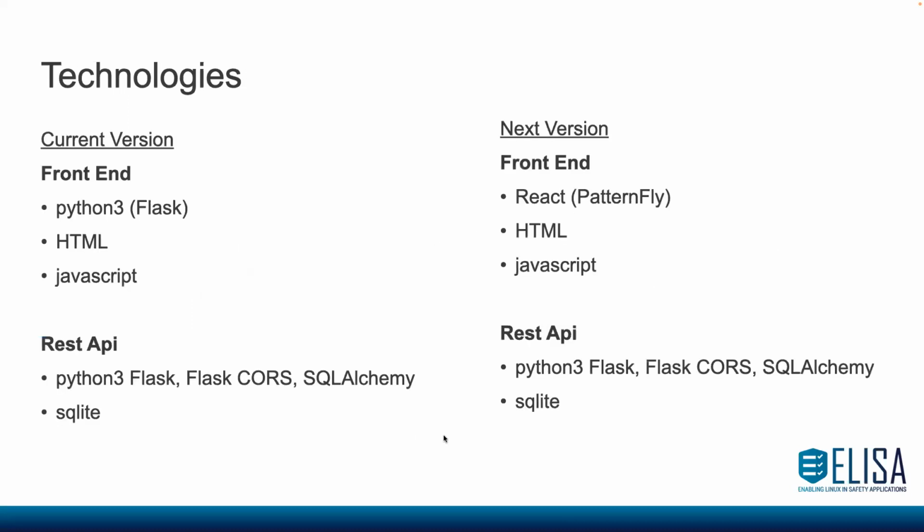Before seeing a live demo of the tool, I want to talk a bit about the technology used by Basil. The current version consists of two projects: a front-end web application written in Python 3 using Flask as framework. The front-end is also based on HTML and JavaScript to handle the user interface. And the second project is a REST API written in Python 3 using Flask and Flask CORS as frameworks. And we have an SQLite database that is handled in the REST API project using a Python object relational mapping framework that is SQLAlchemy.